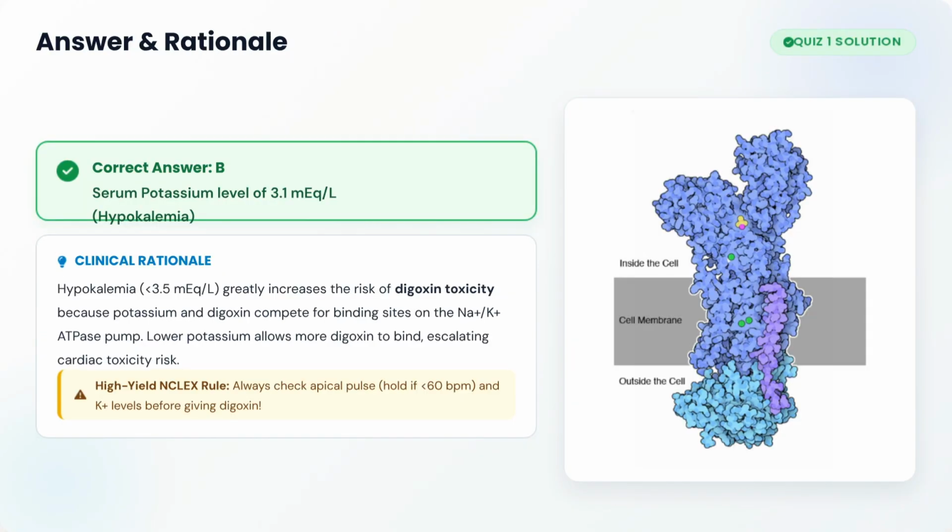The correct answer is B. A serum potassium level of 3.1 mEq/L. This indicates hypokalemia. Hypokalemia increases the risk of digoxin toxicity because potassium and digoxin compete for binding sites on the Na+/K+ ATPase pump. Always check the apical pulse and potassium levels before administering.